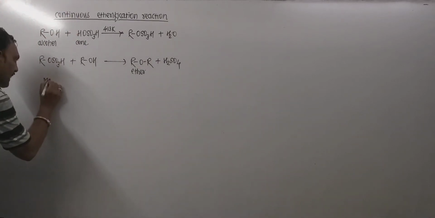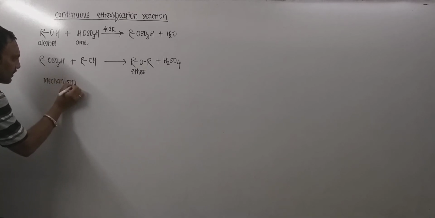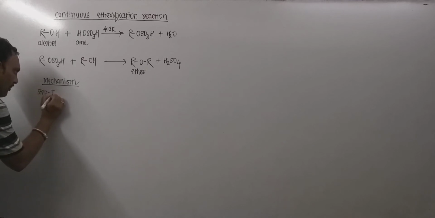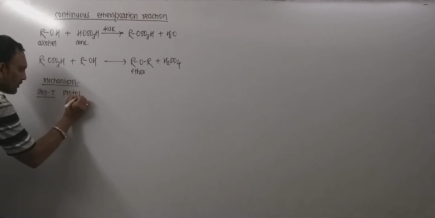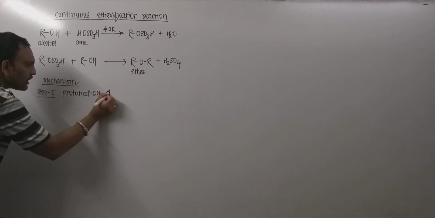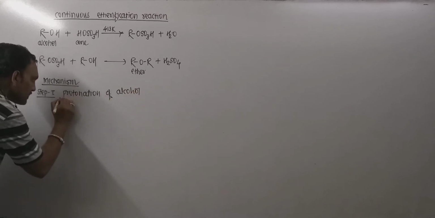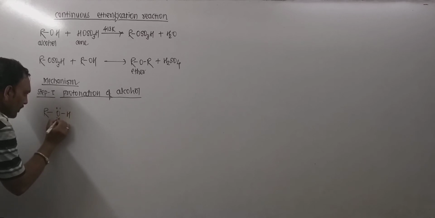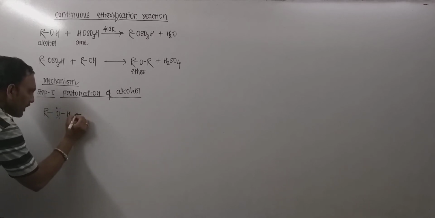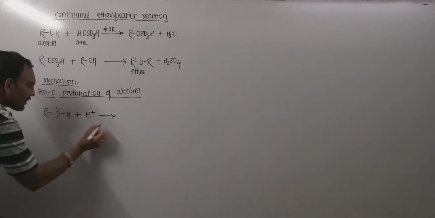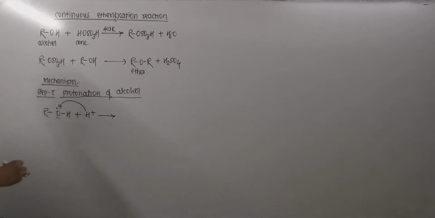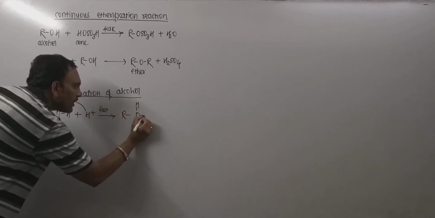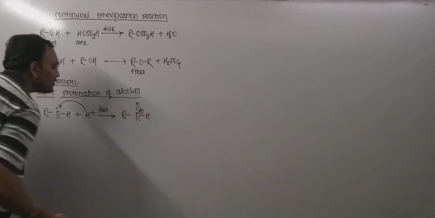Now, as far as the mechanism of this reaction is concerned, step number 1 is the protonation of alcohol, which is a fast step. We know very well that oxygen bears two lone pairs of electrons, so a proton attacks on it, and remember this is a fast step. This leads to the formation of a protonated alcohol.